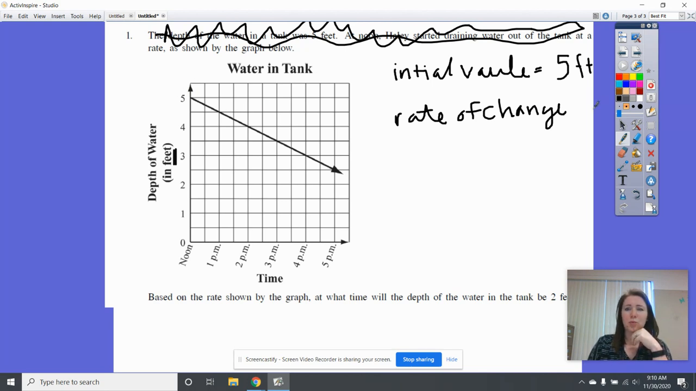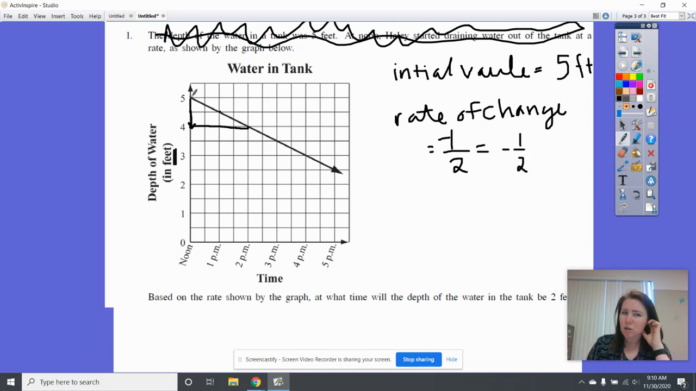Now, the next thing is the rate of change. That's just how is it changing? Well, at noon, it was 5, and at 1, it looks like it's 4.5. And then at 2, it looks like it's 4. So our rate of change is really just slope, okay? So rise over run. The rise is it went down 1 foot, so down is minus, down 1 foot, and it took 2 hours to do that. So the rate of change is negative 1/2.